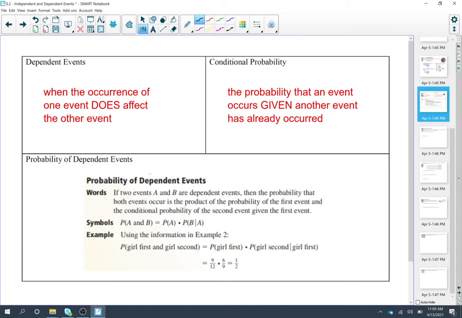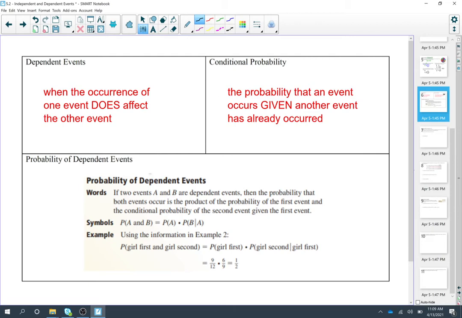So if events are not independent, that brings us to, well, then they must be dependent. Dependent events is when the occurrence of one event does have an effect on the other event, which then also brings us to conditional probability. Conditional probability is the probability that an event occurs given that another event has already occurred.